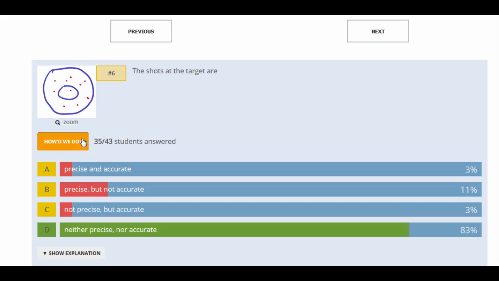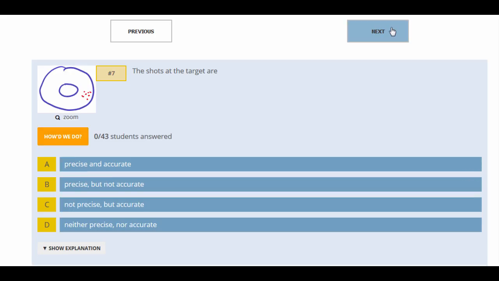How do we know that it's not accurate? Where should it hit if it was? In the middle. Okay? And if it's precise, what should happen? Yeah, we should kind of see a cluster. They're kind of all over the place. So we're not consistent. We're not being very reproducible. So we go to the next one.